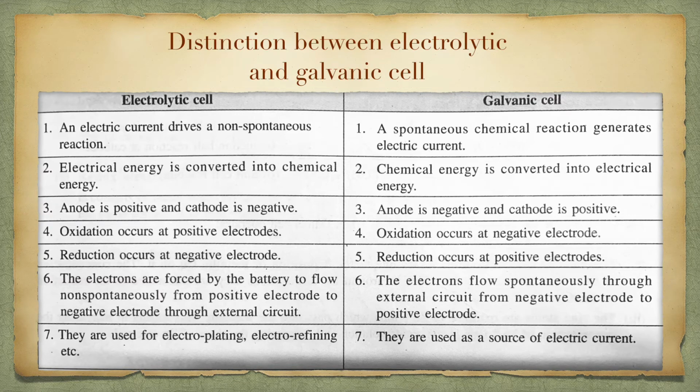But in a galvanic cell, the electrons are generated in the anode compartment. Therefore, we mark anode as negative. Hopefully you understood this. The last point, seventh one, they are used for electroplating and electrorefining in the case of an electrolytic cell, and they are used as a source of electric current in the case of a galvanic cell. So please do remember these distinguishing points.